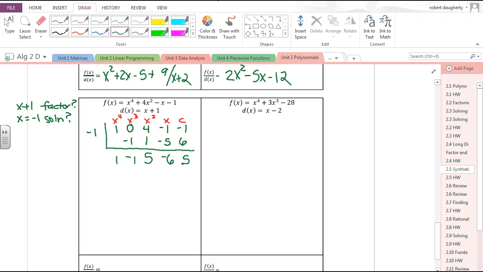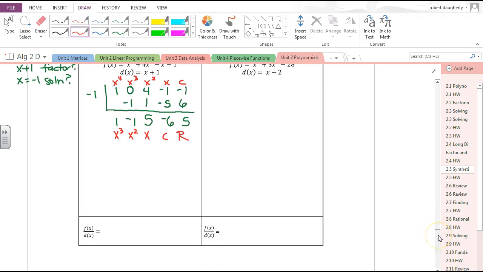Is x plus 1 a factor? It is not a factor. So this corresponds to x cubed, x squared, x, constant, and remainder. So what is the answer to this division? How do you read the solution off the bottom line? That's what? x cubed minus x squared plus 5x minus 6 plus 5 over x plus 1.